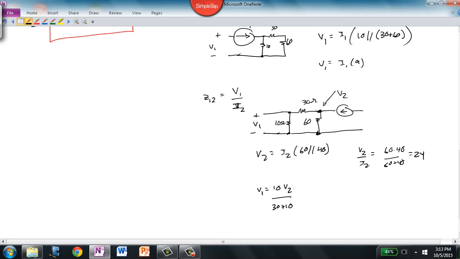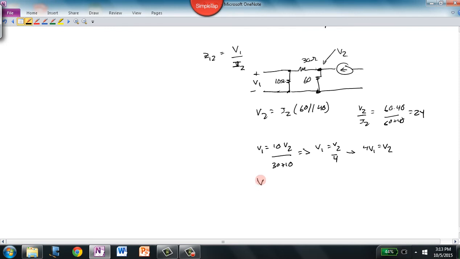So that gives me V1 is equal to V2 over 4. And I can rearrange that and say 4V1 is equal to V2. So I can put 4V1 in right here and I get 4V1 divided by I2 is equal to 24. I divide both sides by 4. I get V1 over I2 for this circuit is equal to 6. So that gives me the Z12 parameter.